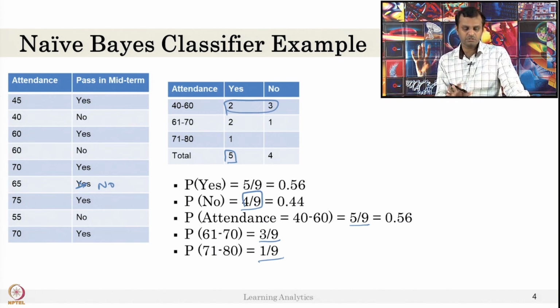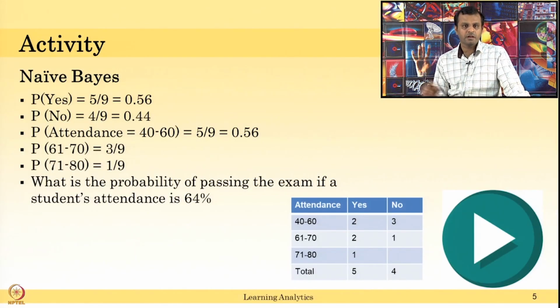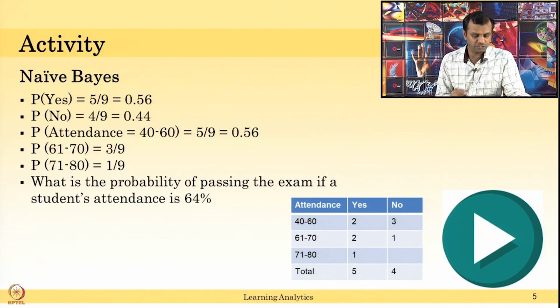Let us use this to answer some questions. Consider you have this table, which you got from the given input variable, and we want to ask the question: what is the probability of passing the exam if a student's attendance is 64? What is the probability of a student with attendance 64 passing the exam? Simply, you can go ahead and see that out of this it is 2 by 3. But exactly, if you apply it in Bayes theorem it will give the same answer.